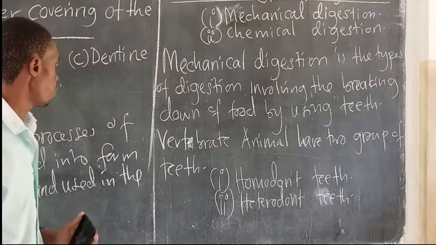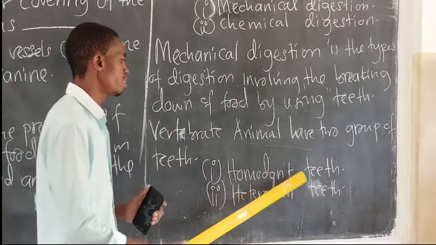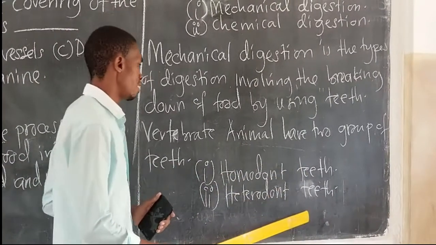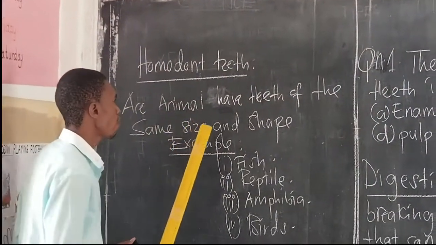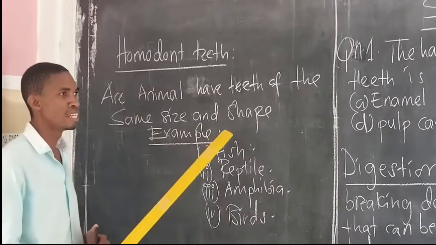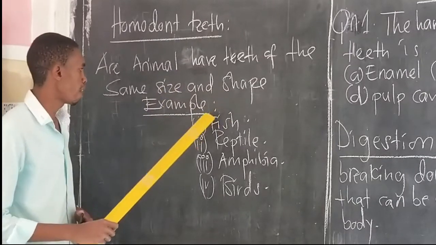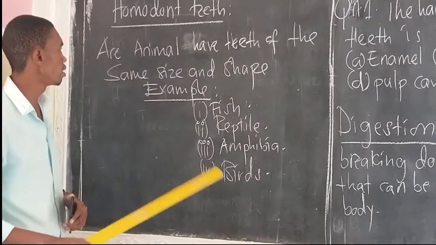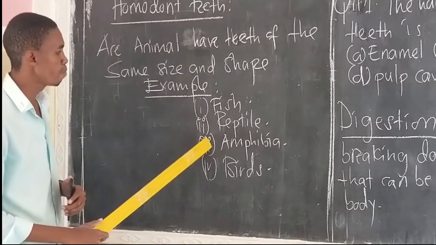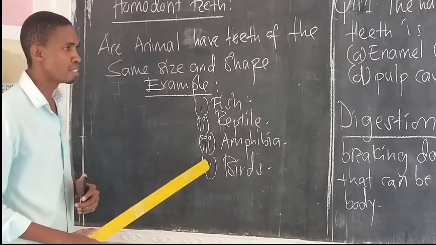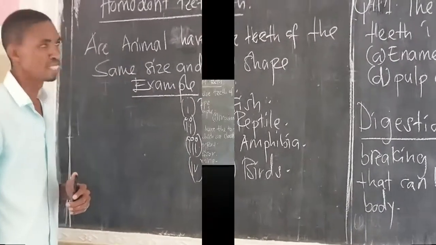But vertebrate animals have two groups of teeth: homodont teeth and heterodont teeth. Homodont teeth are found in animals that have teeth of the same size and shape. Examples of these animals are fish, reptiles, amphibians, and also birds. These animals have teeth of the same size and shape.